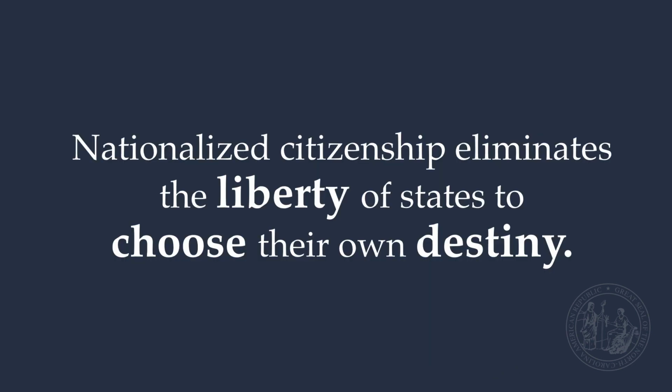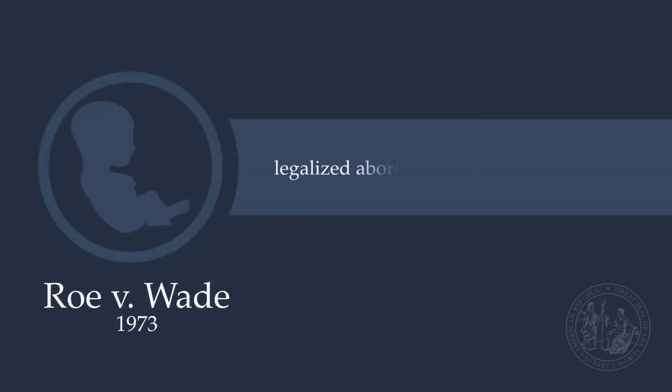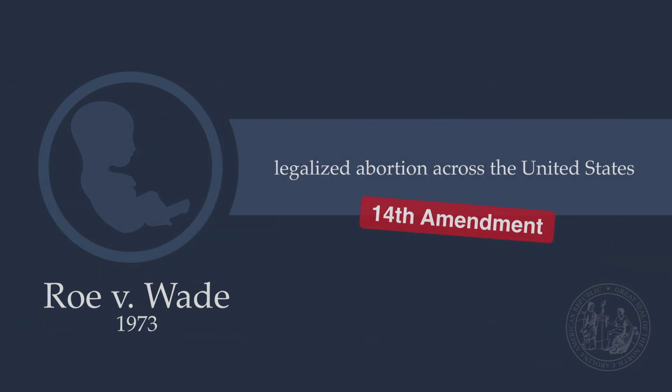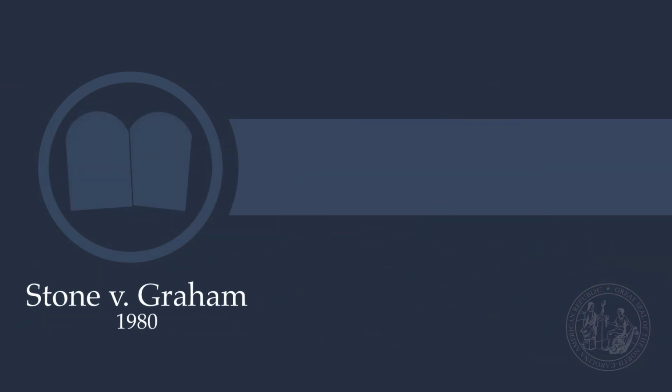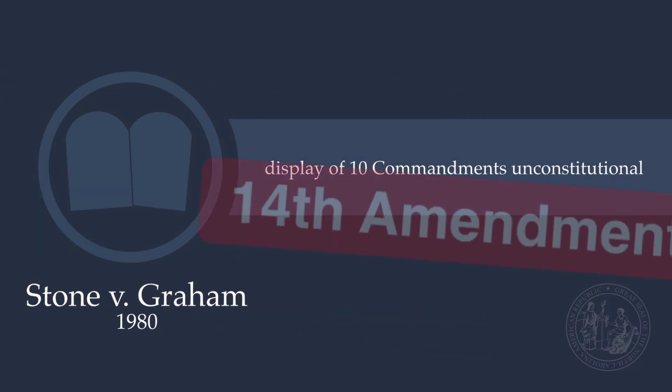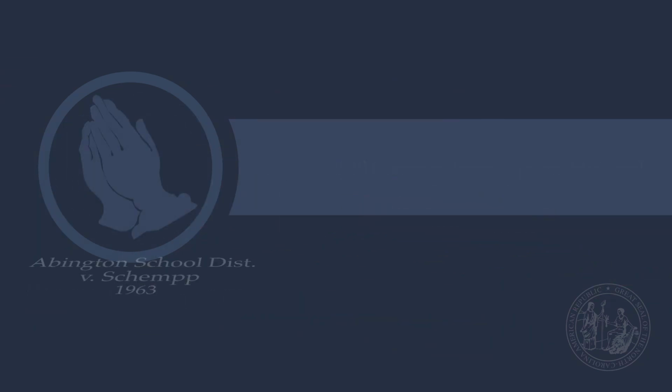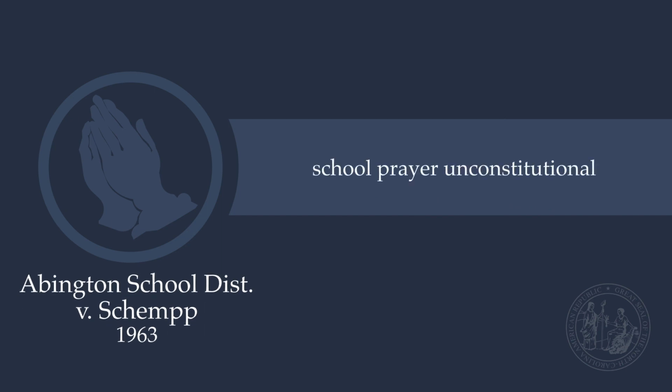Today, nationalized citizenship eliminates the liberty of states to choose their own destiny. For example, Roe v. Wade universally legalized abortion across the United States in 1973 based upon the Due Process Clause of the 14th Amendment. Stone v. Graham held that the display of the Ten Commandments was unconstitutional, thanks to the 14th Amendment. And Abington School District v. Schempp held that school prayer was unconstitutional based upon the 14th Amendment.